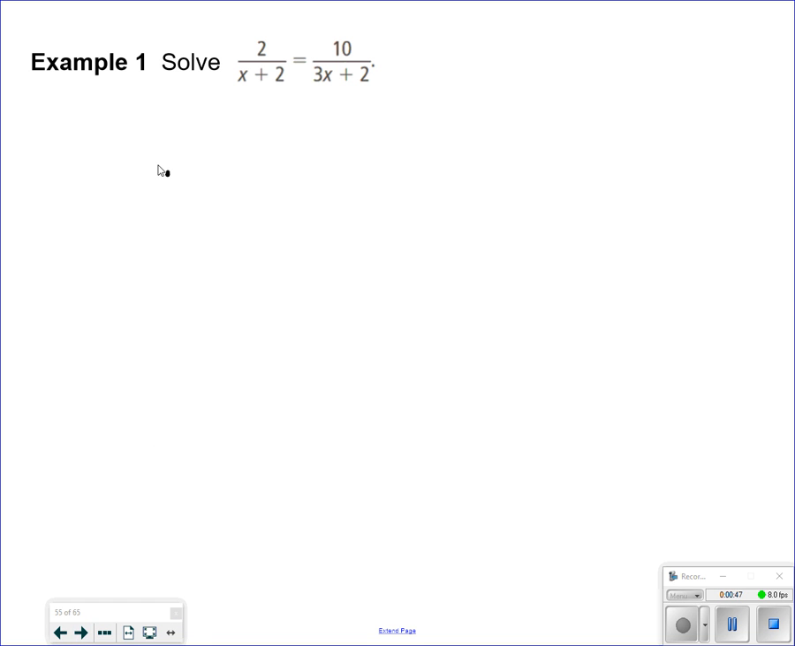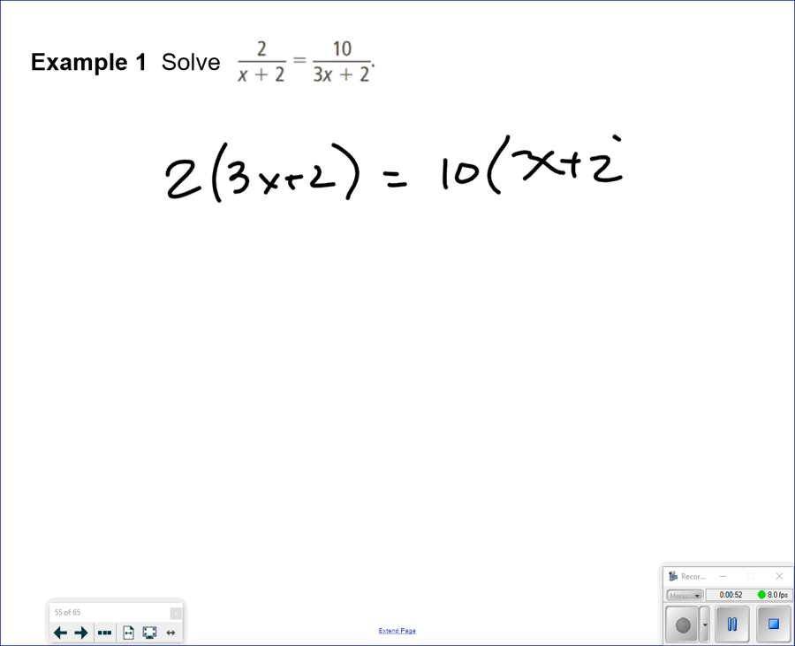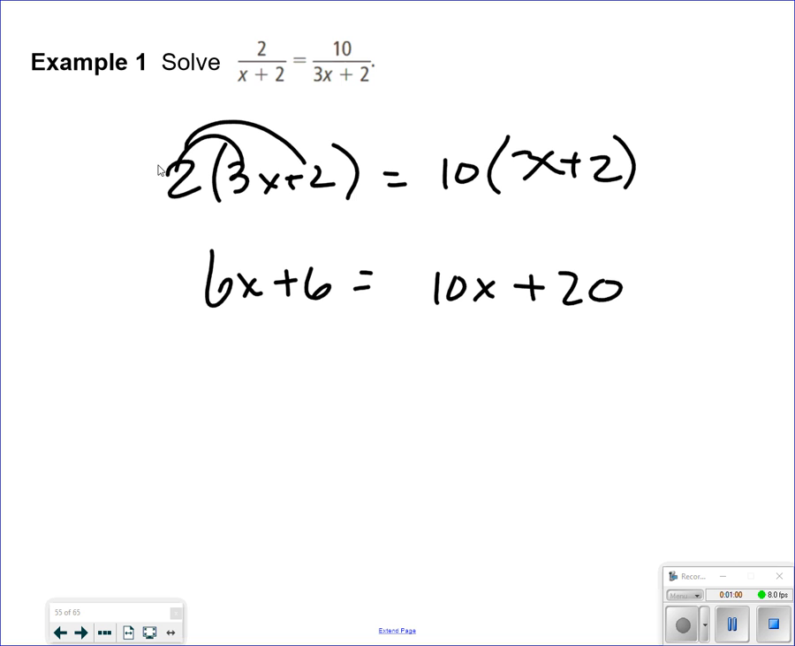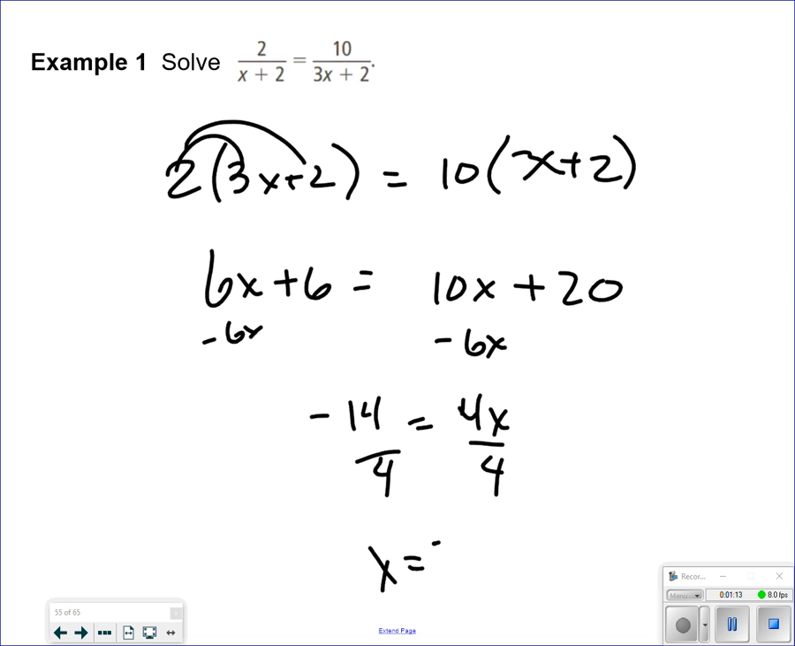Fraction equaling a fraction. So I want 2 times 3x plus 2. I'm going to show my work here a little bit better than I sometimes do. So 2 times 3x plus 2 and 10 times x plus 2. Now it's just an Algebra 1 question. You need to get the x's on the same side, and then subtract 20, I get negative 14. And I get x to be negative 7/2, or negative 3.5. You can write it as a fraction or as a decimal. That doesn't matter.